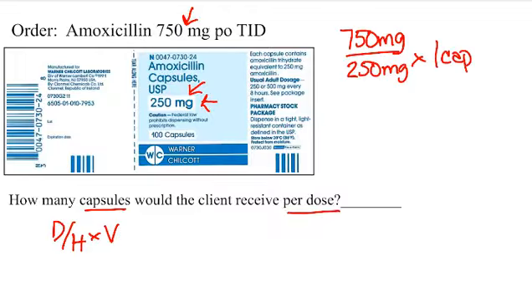Okay, and I'm going to go to my calculator and I'm going to do 750 divided by 250 times 1, and that's going to answer 3. So I'm going to go to my line down here, and I'm going to write 3 caps. Okay, you want to make sure you label your answer. You want to make sure that you write it in the line provided so your instructor knows that that is your final answer.